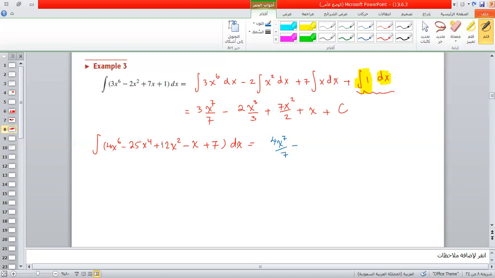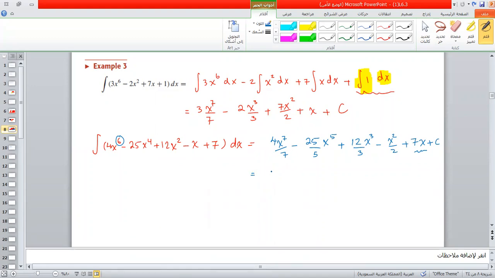Just add 1 to the exponent and divide by the new exponent. It was 6 and now it's 7, and divide by 7. Now minus 25x to the power of 5 over 5, and then plus 12x cubed over 3, minus x squared over 2, plus 7x plus c.